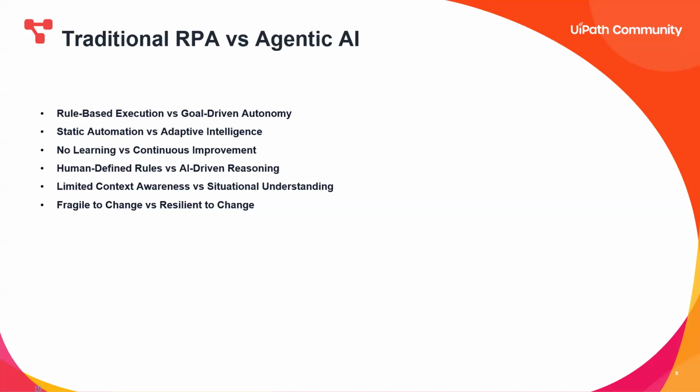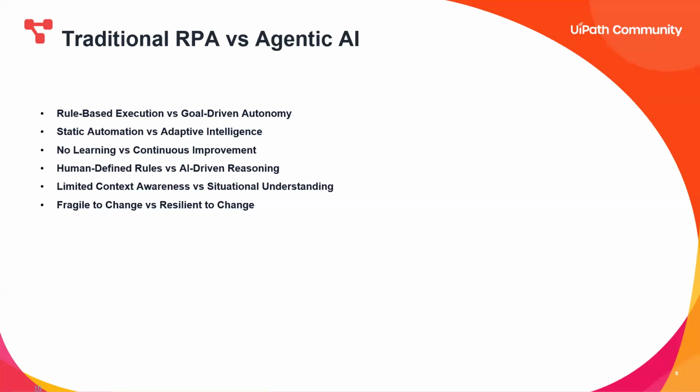And for the first pointer, rule-based execution versus goal-driven, the key takeaway is that RPA follows fixed rules without deviation. Agentic AI dynamically plans towards a goal with greater flexibility, which makes it ideal for unpredictable scenarios. Second is static automation versus adaptive intelligence.